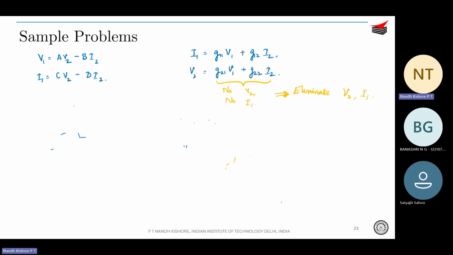That is why what we did was we found out what V2 is and substituted it in the I1 expression and we kind of equated it. All right.